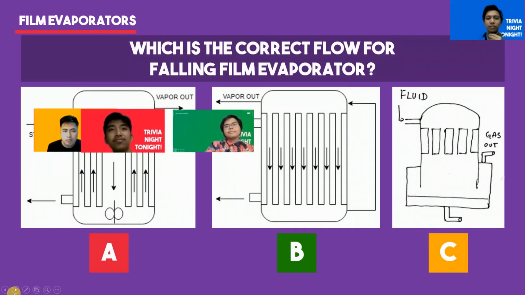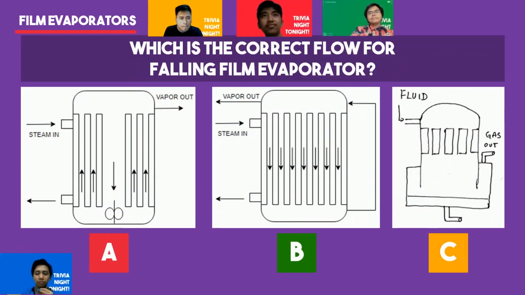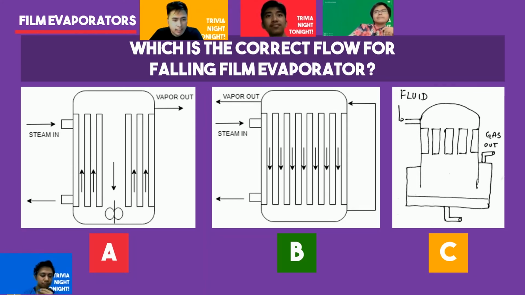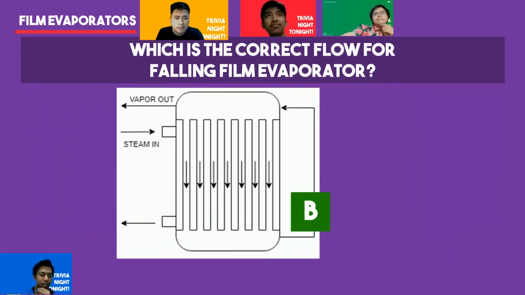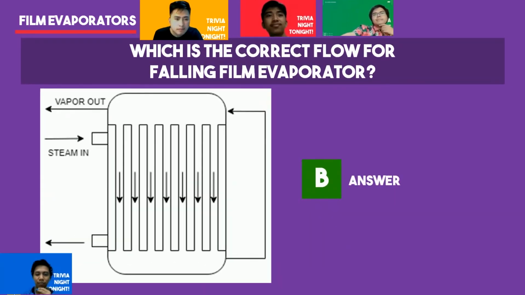That's right. For the next question, which is the correct flow for falling film evaporator? Yes, Harvey. I think it's letter B. And the correct answer is B. For a bonus point, can you explain why?